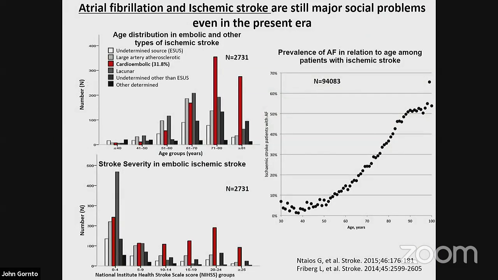Most important is the left atrial appendage. Here, atrial fibrillation and ischemic stroke. You can see as age advances, so do stroke rates increase. And you can see increasing atrial fibrillation with age.